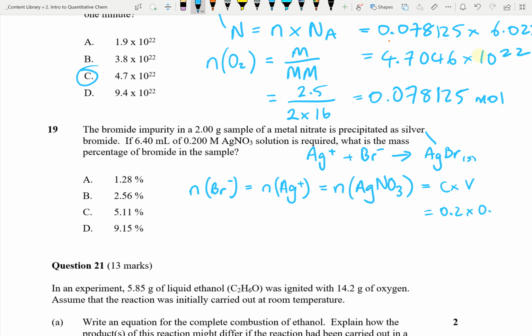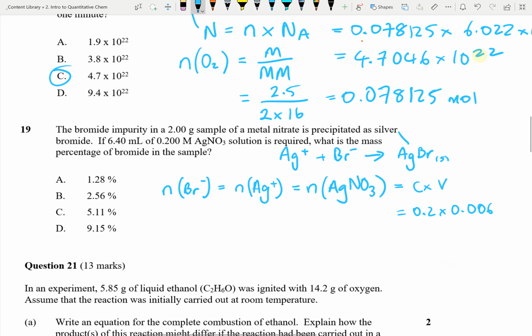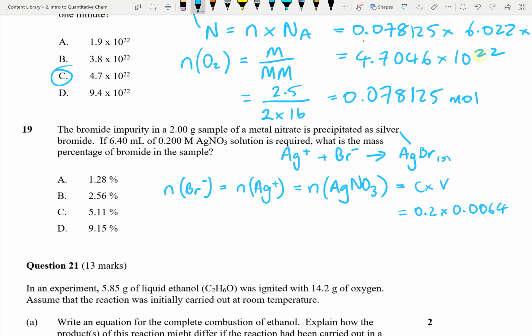0.2 times 0.0064. And so you've got 0.2 times 0.0064, that gives me 0.00128 mole. My mass of bromine is just simply that times its molar mass, which from memory is 79.9.